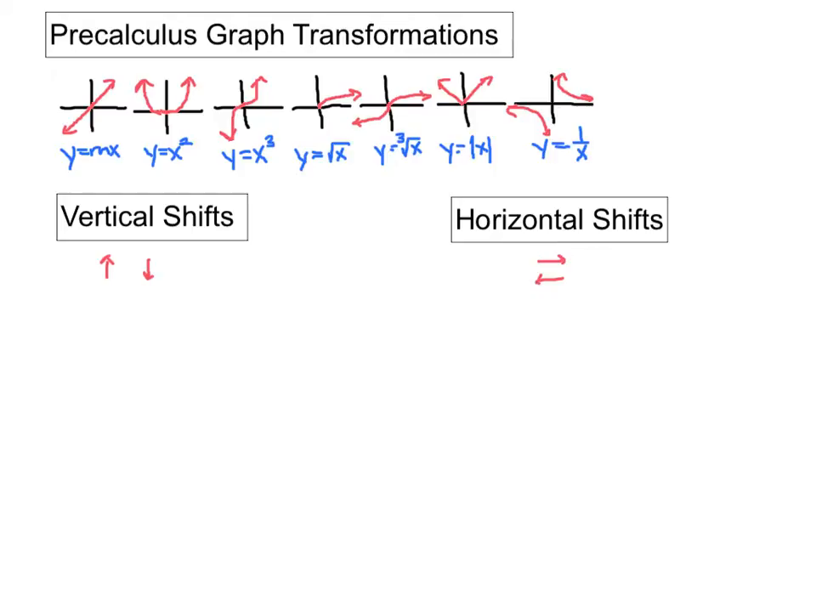And we're going to be referring to our most common functions. These are our most common functions. We refer to them as parent functions. So we're going to take our parent functions, and we're going to do some arithmetic to them to get our shifts.